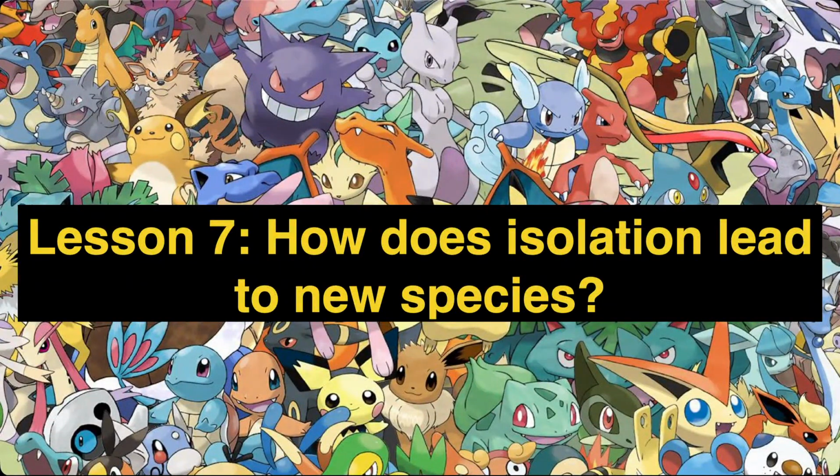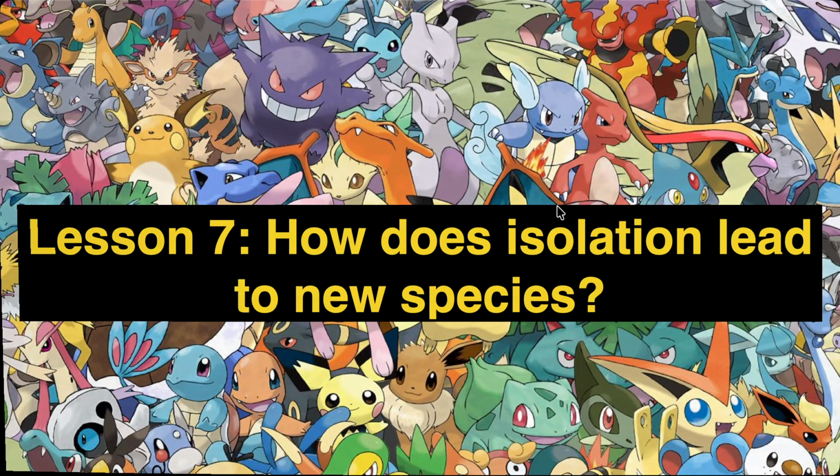All right, welcome back to Mr. Saucedo's YouTube videos, everybody. This is lesson 7. It's how does isolation lead to new species?